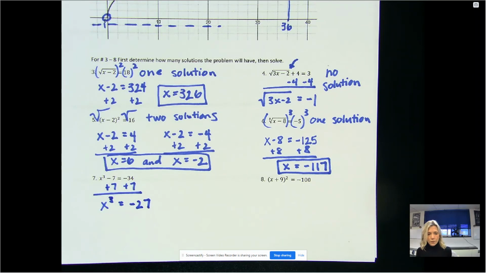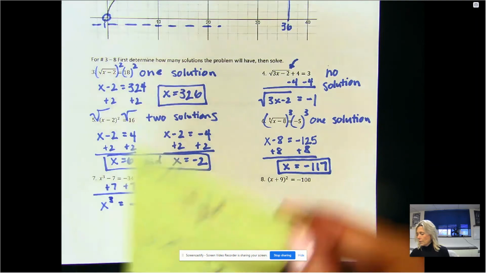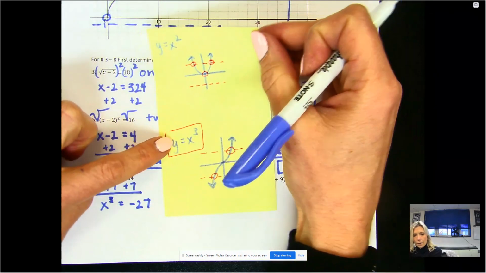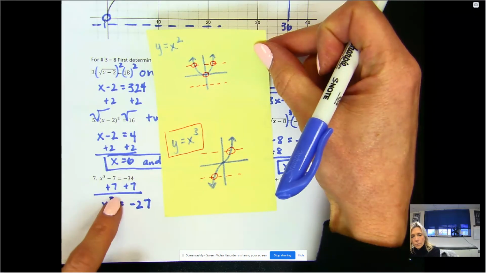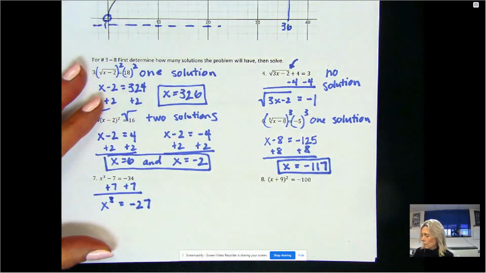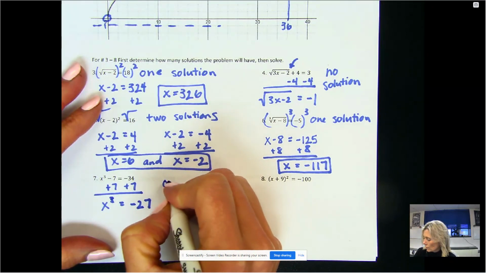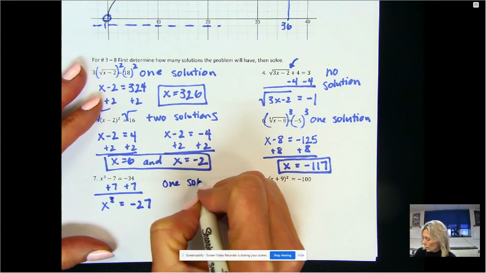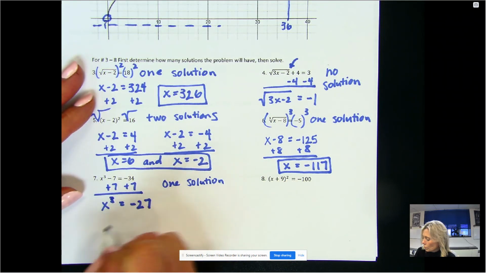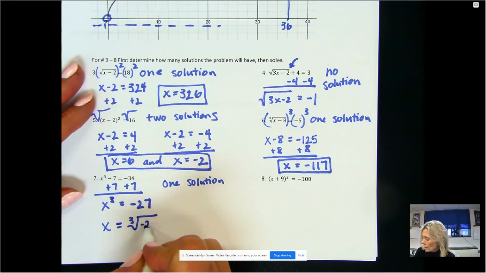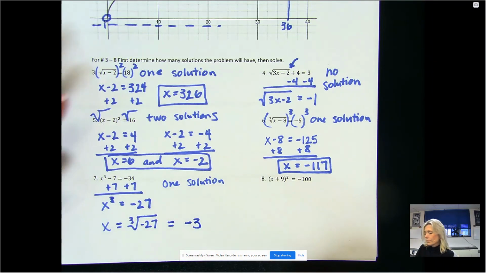So at this point, we can determine how many solutions there are. So I'm going to look at the x to the third graph. On the negative side of the x to the third graph, there's one solution. So this will have one solution. And so I'm going to cube root. So x is equal to the cubed root of negative 27, which happens to be negative 3.